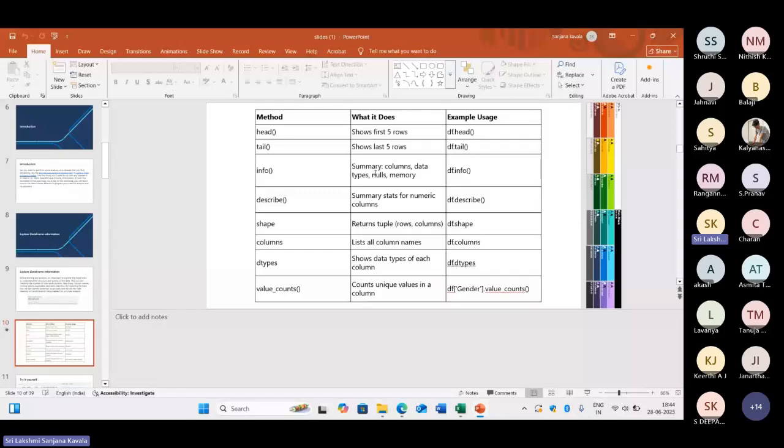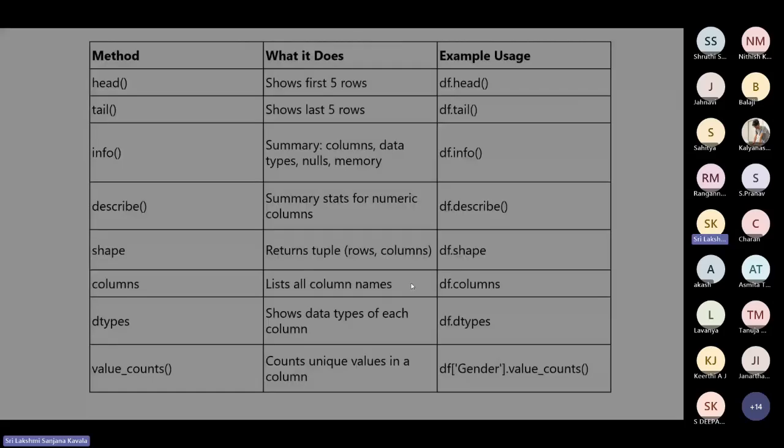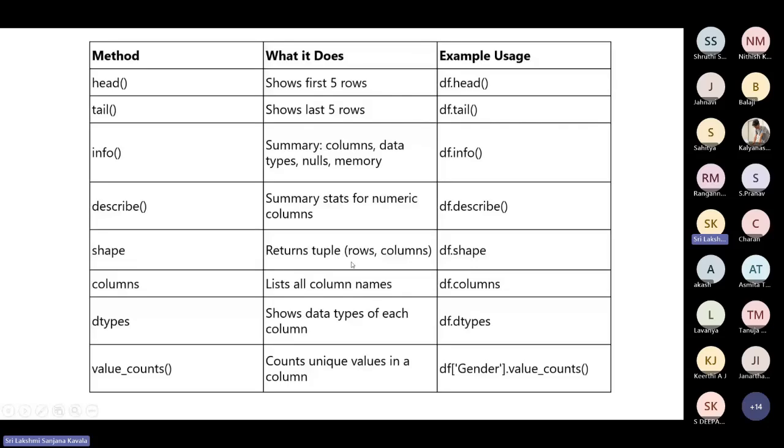And then the fourth method is describe. It gives summary statistics for numeric columns, like mean, median, and mode, etc. The next command is shape. It returns a tuple: how many rows the dataset consists of and how many columns it consists of.